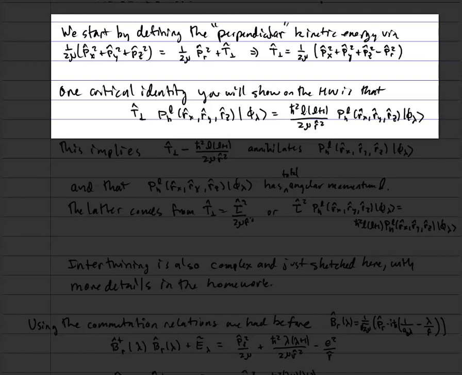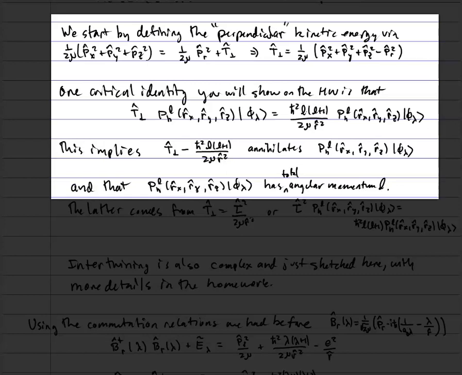And a critical identity that you're going to show on the homework is that when that t perpendicular acts on a harmonic polynomial and acts on a state phi lambda that I'm going to define for you, what you get is h bar squared L times L plus 1 over 2 mu r hat squared times that harmonic polynomial acting on the state phi lambda. Phi lambda is the ground state of h of lambda. We just worked out what phi 1 is, but we can work out phi lambda for arbitrary lambda. The equations are slightly modified in those cases.